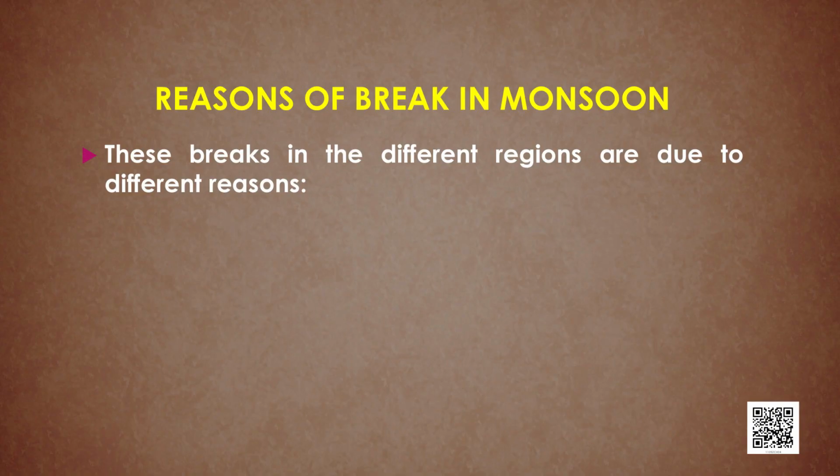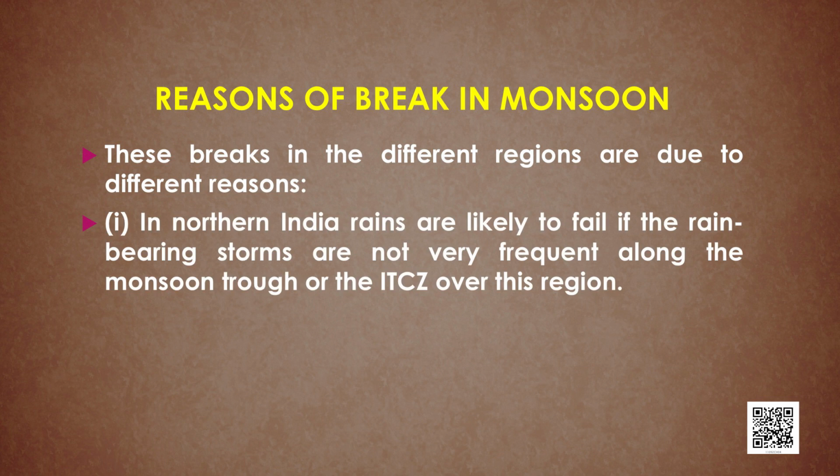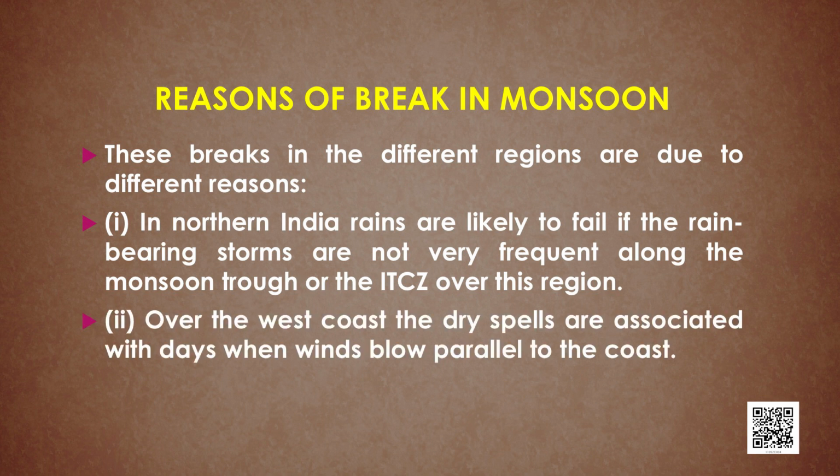These breaks in the different regions are due to different reasons. In northern India, the rains are likely to fail if the rain-bearing storms are not very frequent during the monsoon trough, or the ITCZ is not very stable. Over the west coast, the dry spells are associated with the days when winds blow parallel to the coast. That means when they are parallel, we have dry spells. When the shift is there, they strike against the Western Ghats and give abundant rainfall.